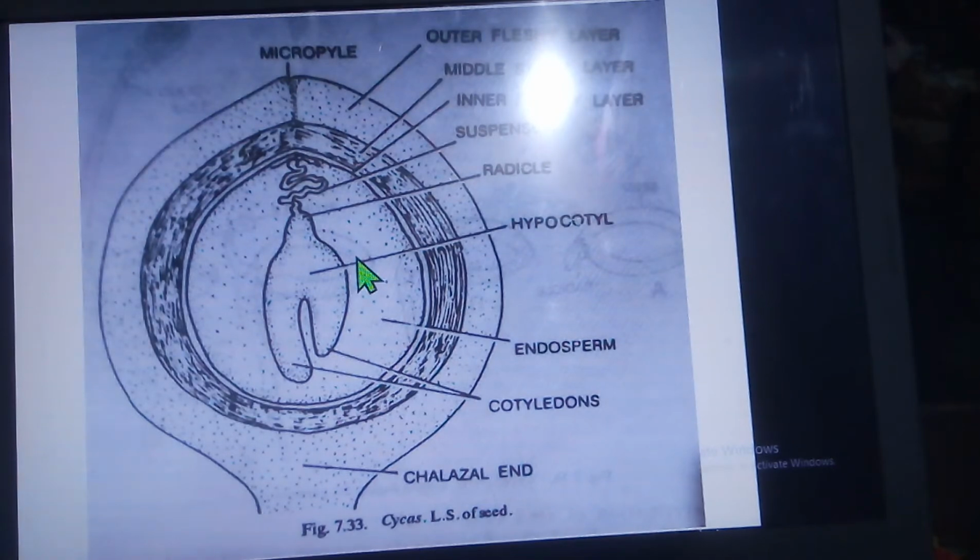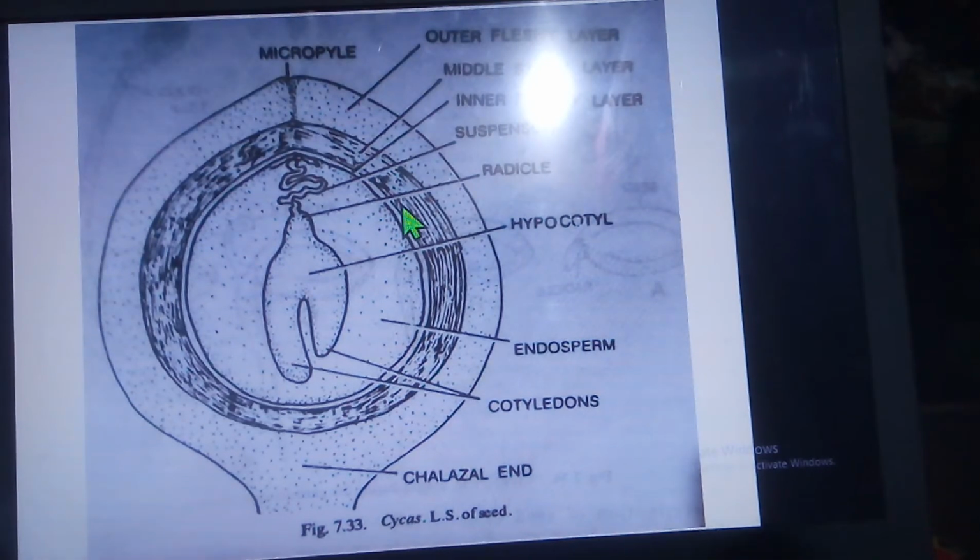And this embryo will remain suspended in the endosperm by a long spirally coiled suspensor. You can see here, this is a long spirally coiled suspensor. So the embryo will remain embedded inside the endosperm.